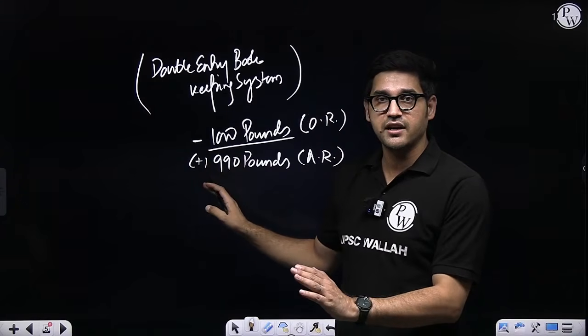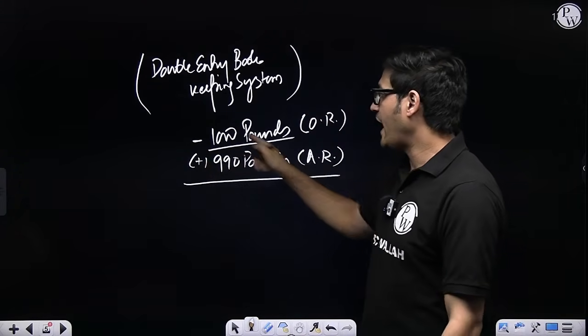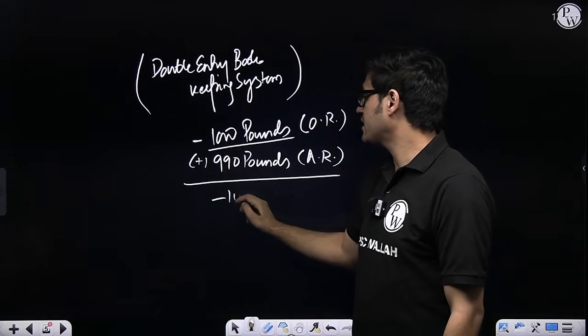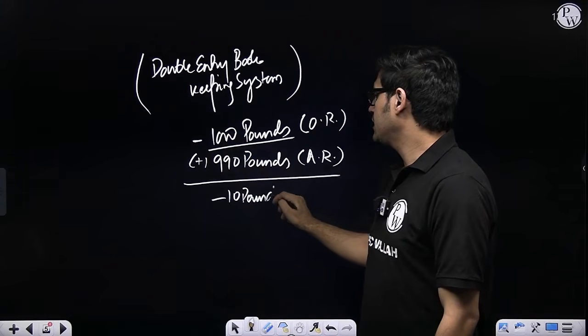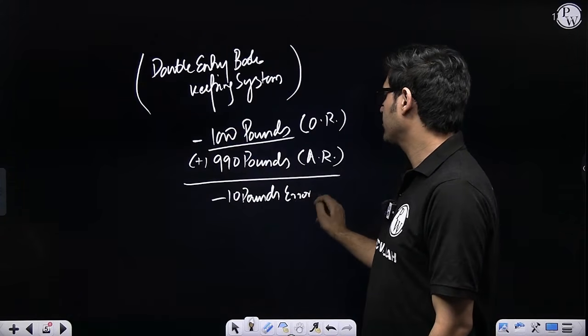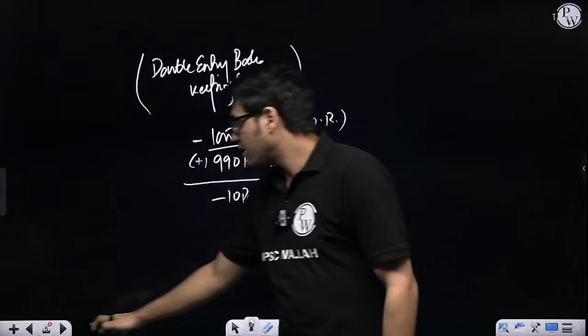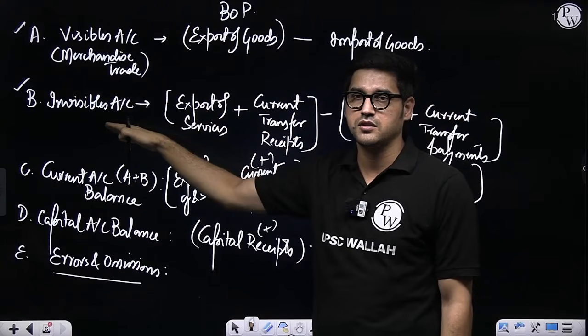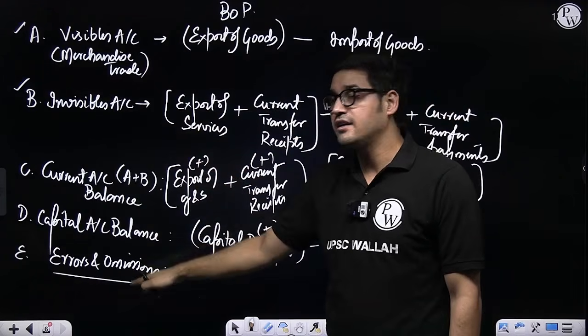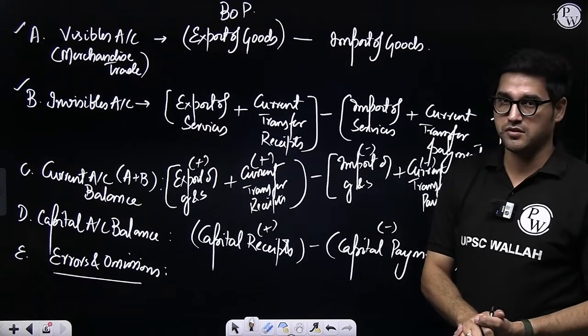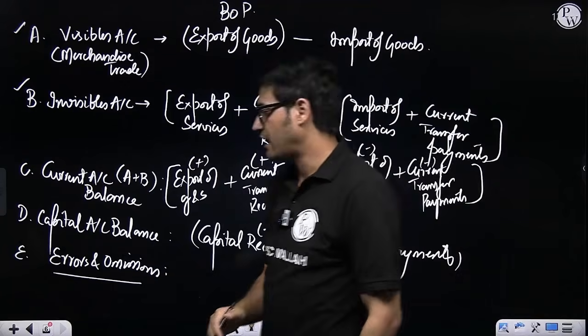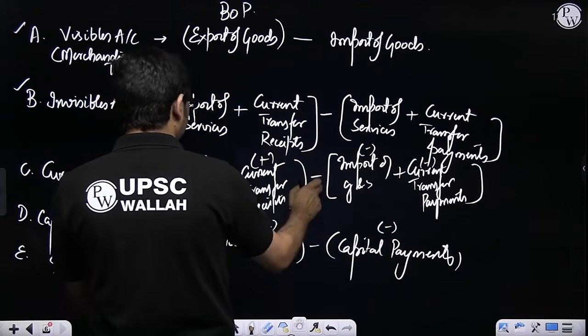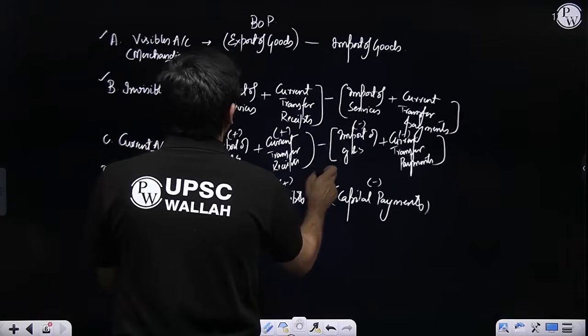Therefore, there is an error in the official record. You add both of these, you will get minus 10 pounds. This is the error. And the errors and omissions can be across the capital account, they can be across the current account. So the next entry is called the errors and omissions. Finally, what you have is what is called the overall balance of payments.